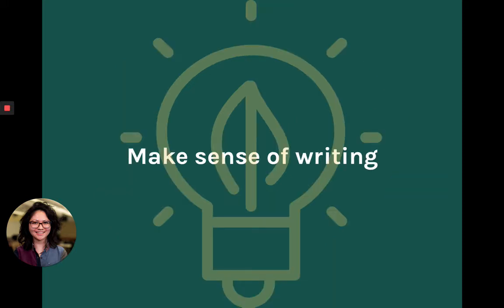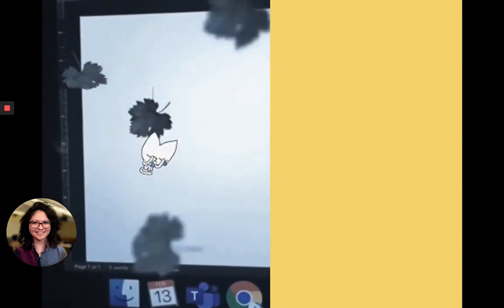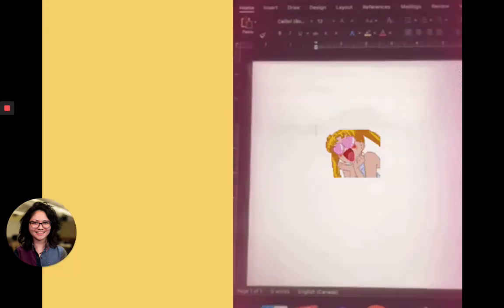I created the Writer's Craft Journal assignment because generally, in the big picture, I want students to be able to understand writing in a way that makes sense to them. I want students to make sense of writing so that students feel less like this and more like this.